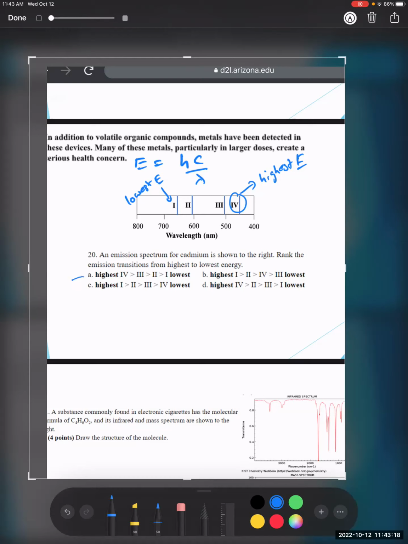So we have 1, 2, 3. If you look at option A, highest energy for the fourth one, then 3, then 2, then 1 is the lowest. It seems to be correct, so I would go with option A. And C is out, B is out, and then it comes to option D. The first and the last one are okay, but the middle is swapped, so that is out as well. So option A is the correct answer.